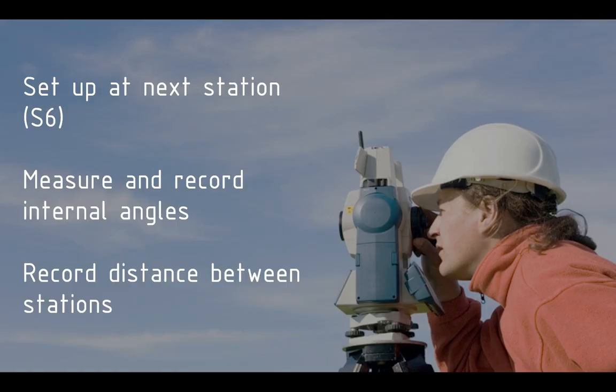Previously we set up over station S4, but this time we're going to move our setup over to station S6. Here we will record and measure the internal angles as well as the distances between stations. On the following slides, the face left and face right readings will show up on screen, and you should rebook these in the correct manner onto your booking sheet.